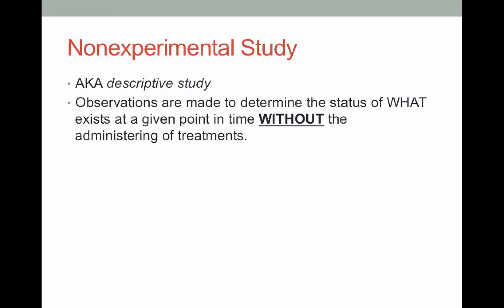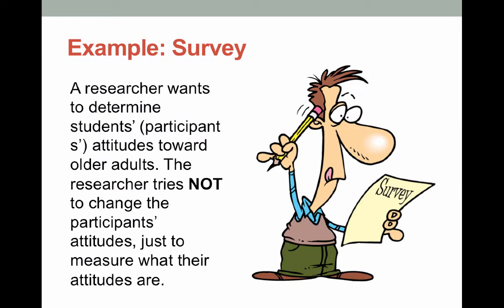A non-experimental study, which is sometimes called a descriptive study, is defined as a study in which observations are made to determine the status of what exists at a given point in time without the administration of treatments. An example may be a survey in which the researcher wants to determine participants' attitudes. Let's say the researcher wants to determine students' attitudes towards older adults. The researcher tries not to change the participants' attitudes. They just want to measure what the students' attitudes are.